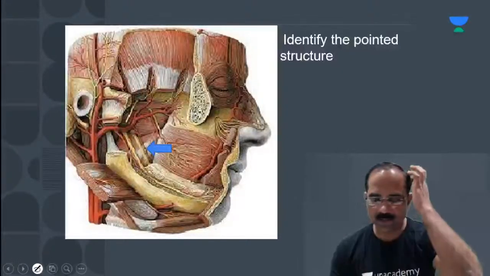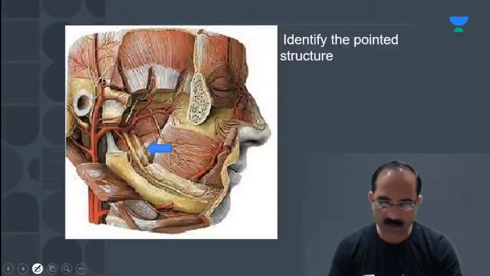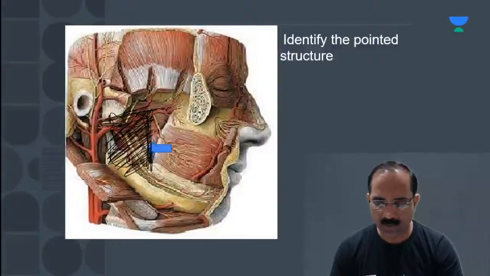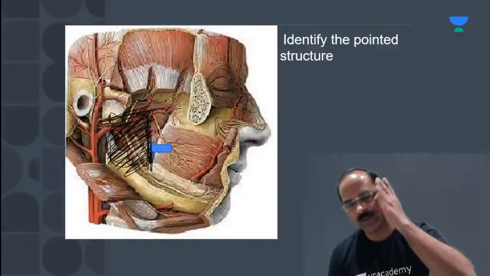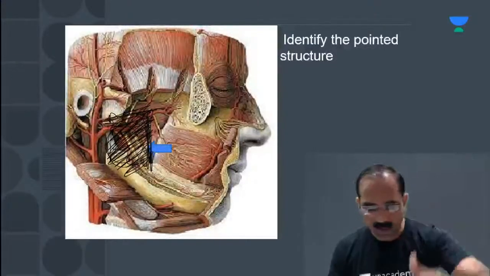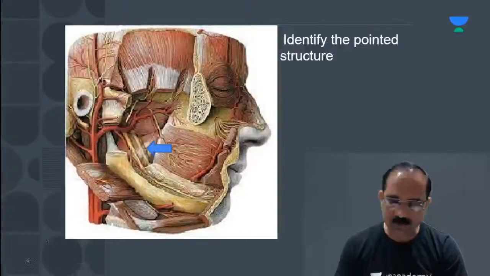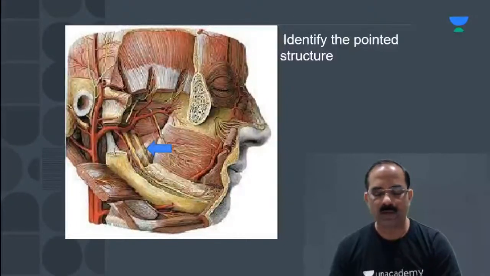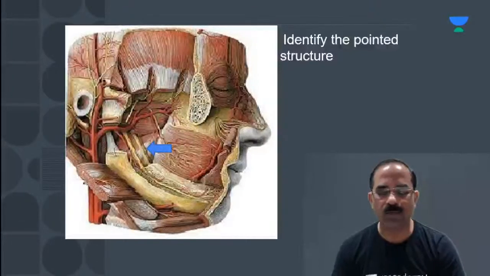What is this area? What have we cut here? Can anyone tell me what we have cut here? This is the ramus of the mandible. We have removed the ramus of the mandible. The area that you're looking at is the infratemporal fossa.